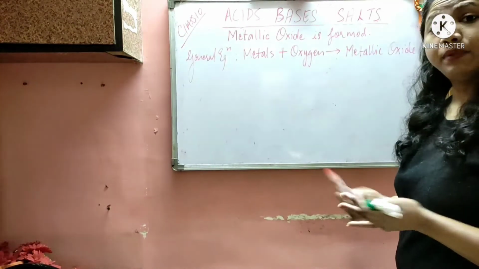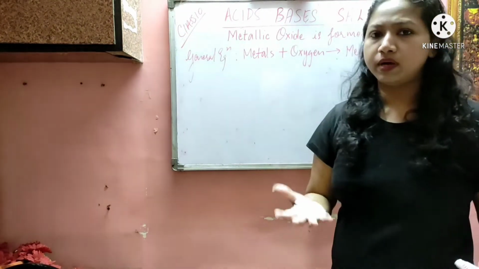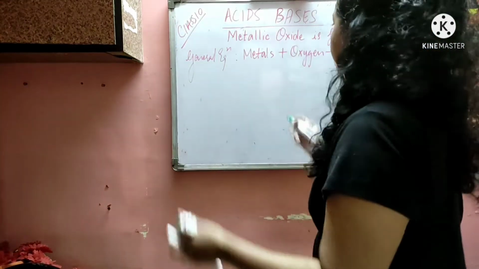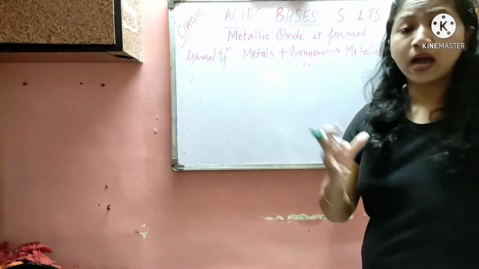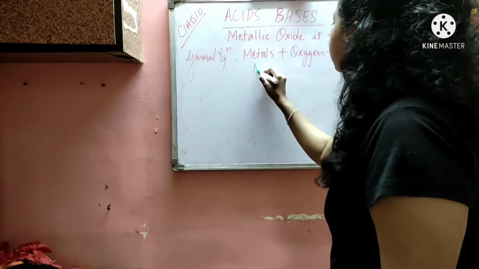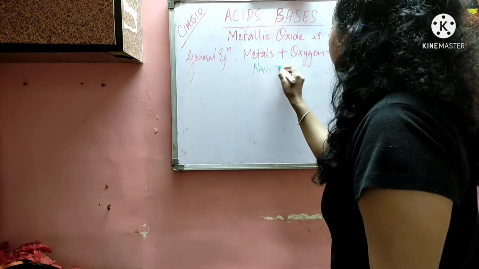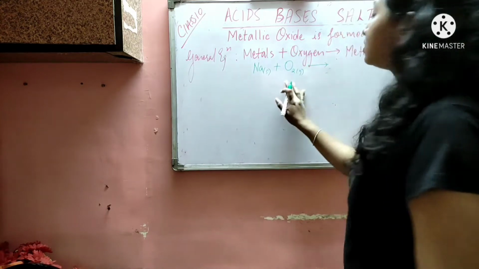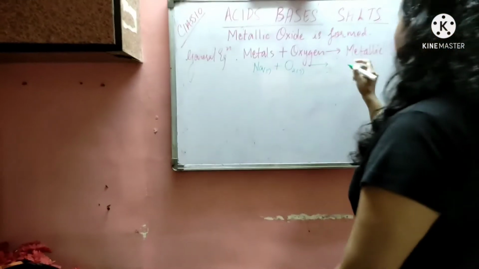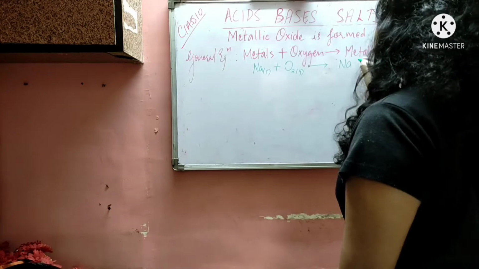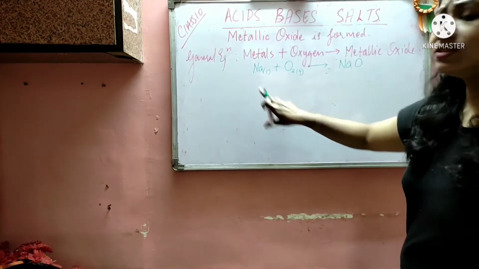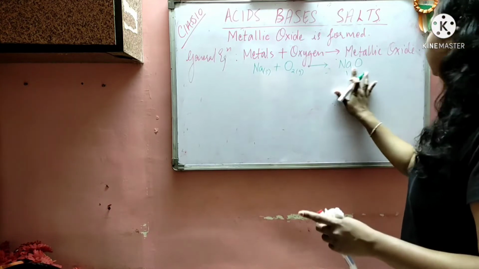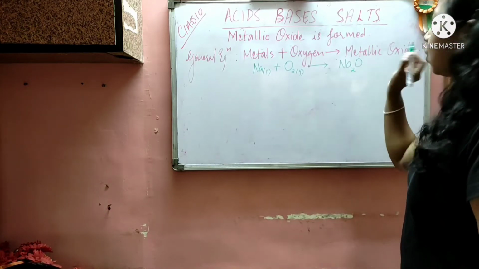Now let's see the example. What are metals, guys? Copper, sodium, magnesium, these are all metals. So let's see the reaction. Now let's talk about how sodium reacts. Sodium is a metal, right? So when it reacts with oxygen, just like I already said, oxygen is always in a molecular form. Now see, sodium has valency 1, oxygen has valency 2. So by the crisscross method, it becomes Na2O.